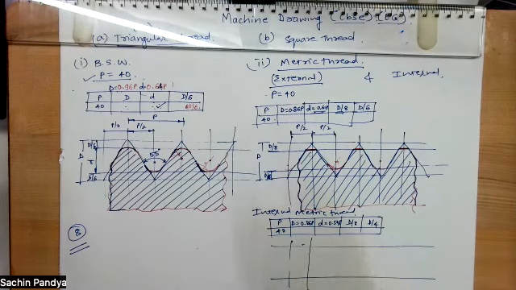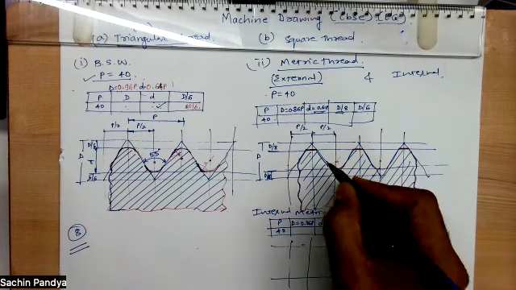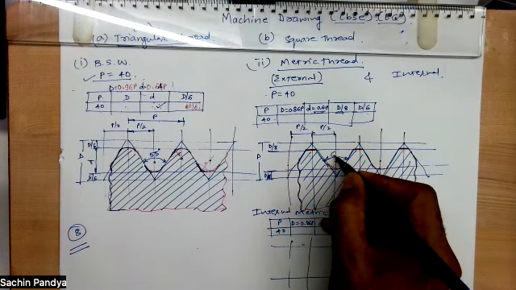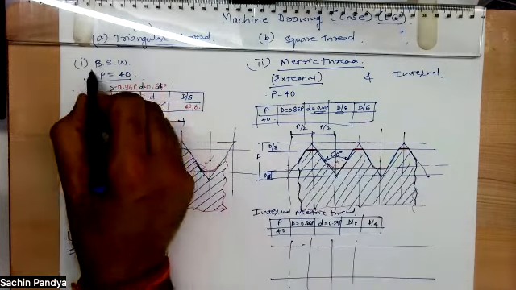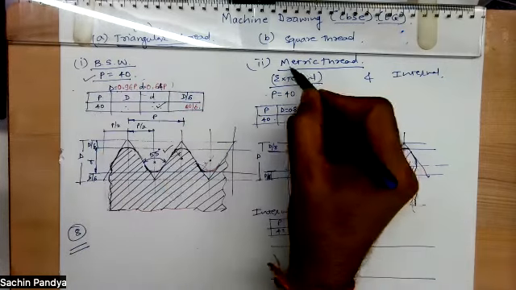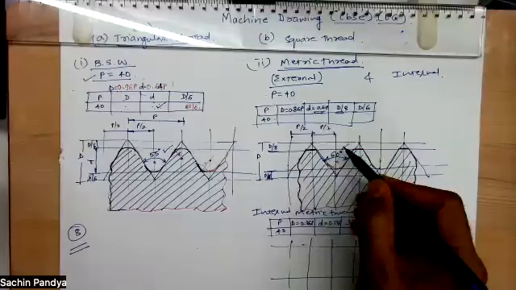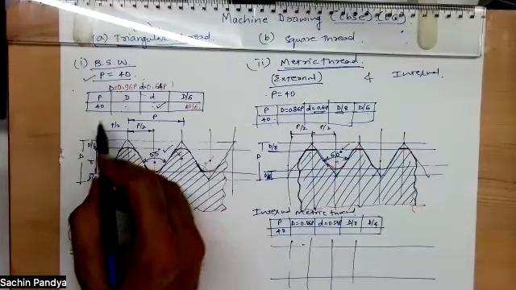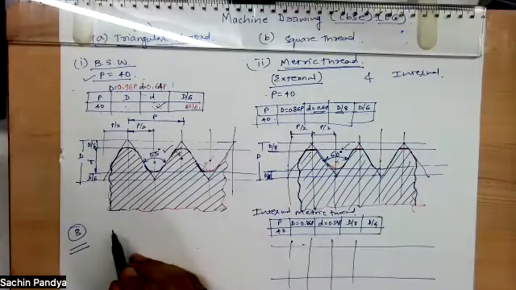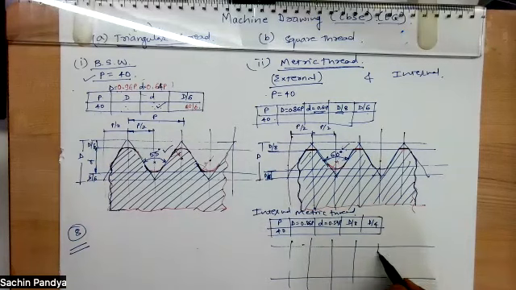Again, you will draw P by 2, P by 2, P by 2. See, in this, the angle is how much? 60 degrees. In BSW, the angle is 55 degrees. In the metric thread profile, the angle is 60 degrees. This will come automatically. If you use this calculation, you will get it automatically, so you don't have to worry about it.